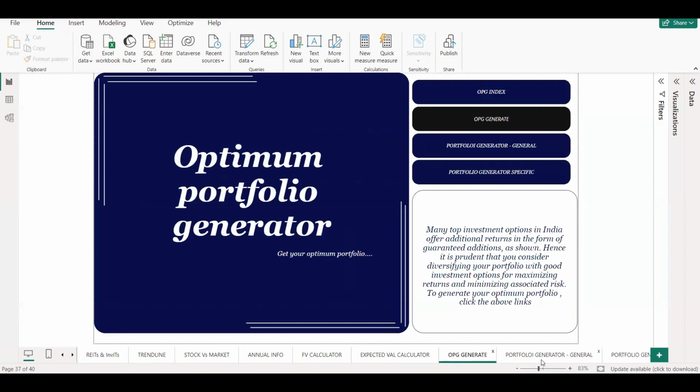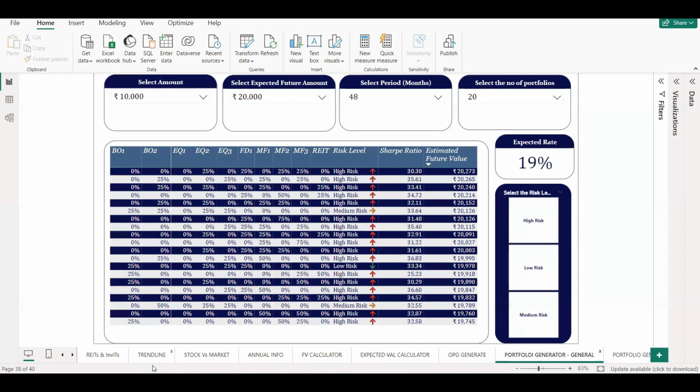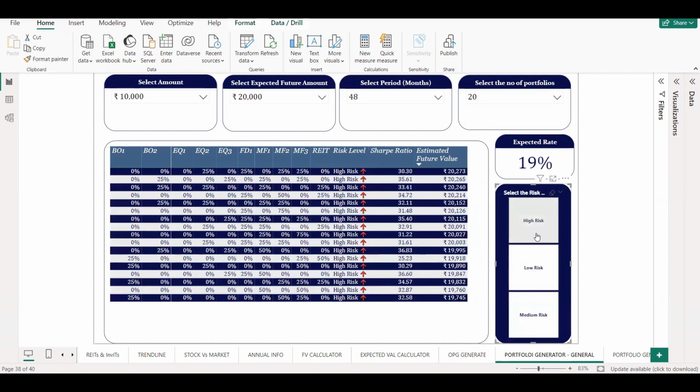And finally, the optimum portfolio generator page helps you choose a mix of all these options that you've seen before. And you are able to select the amount that you have in hand, select the future amount that you want, and the number of periods or the months you are willing to invest. And you can see the number of portfolios that are generated here, whether you will be able to achieve your desired expected future amount with low risk, medium risk, or high risk.